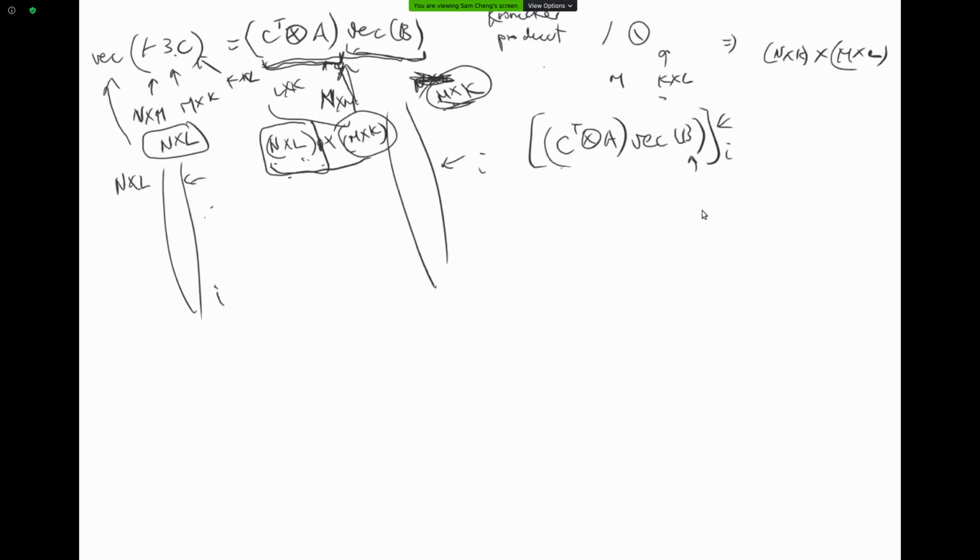Hi there. What I'd like to talk about is two matrix identities that involve the Kronecker product and also the Khatri-Rao product. Let me just write it down. If I have A, B, and C, three matrices.